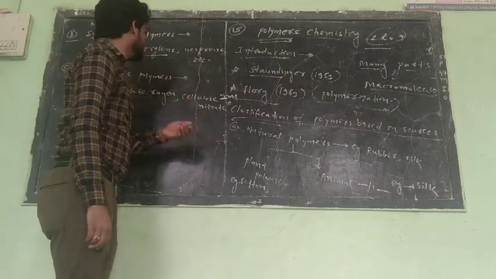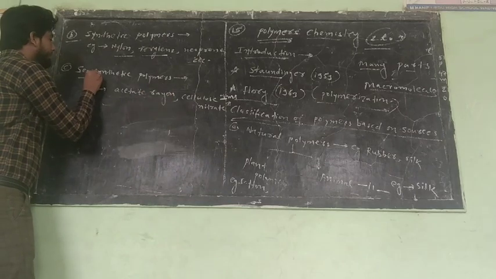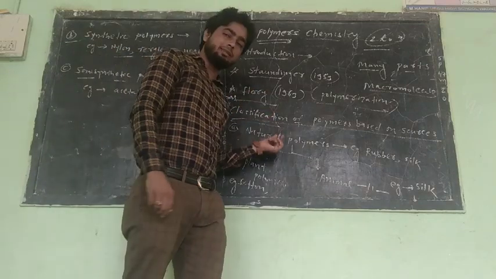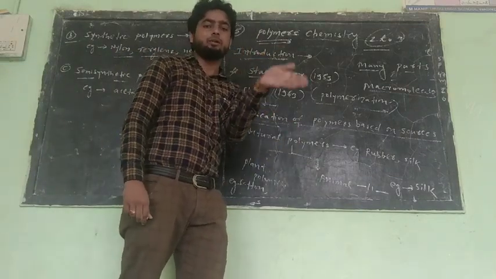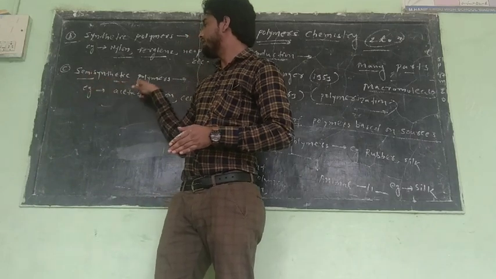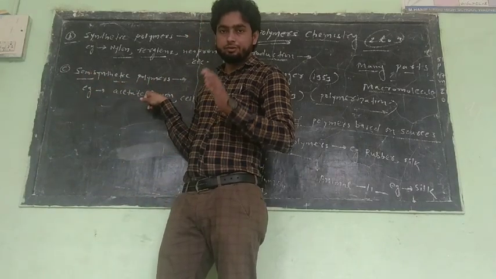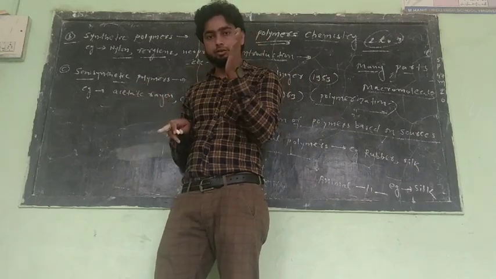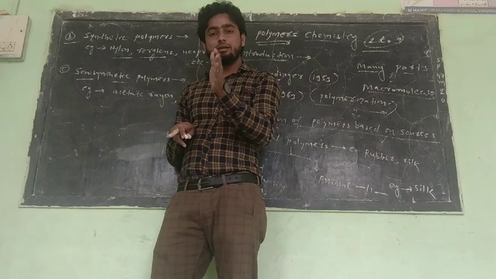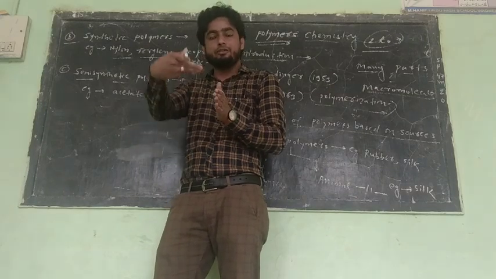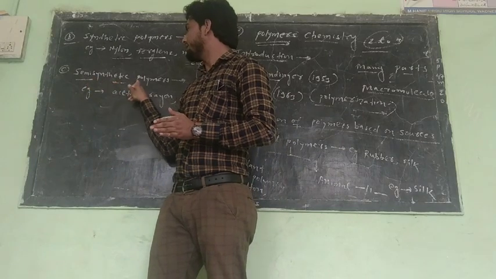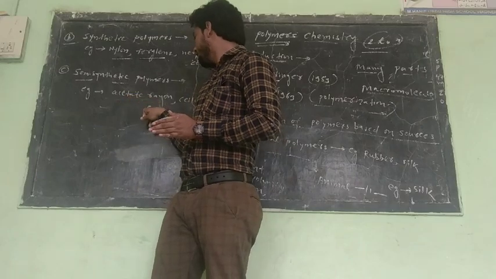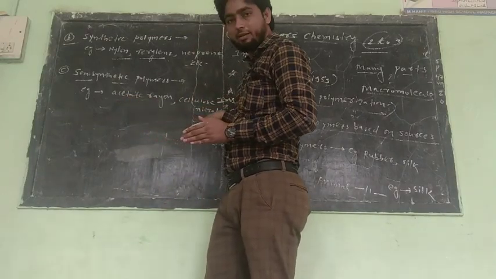Okay. Now we take the third type, semi-synthetic polymer. It means these polymers are half natural and half artificial or synthetic. That's why it's called semi-synthetic polymer. Clear? Those polymers are first natural and then change into artificial. For example, acetate rayon, cellulose nitrate.